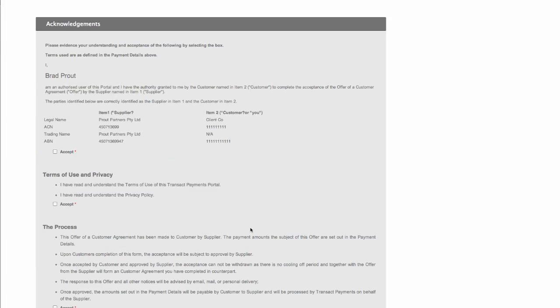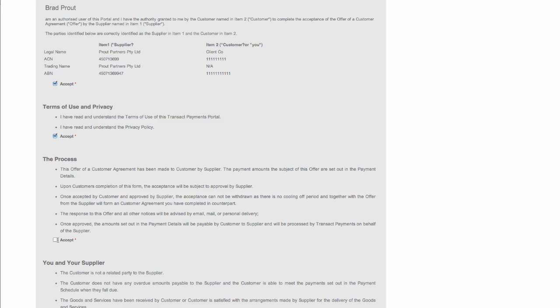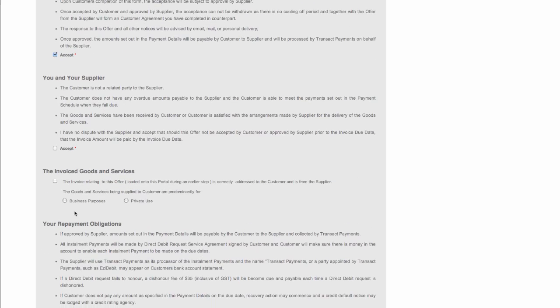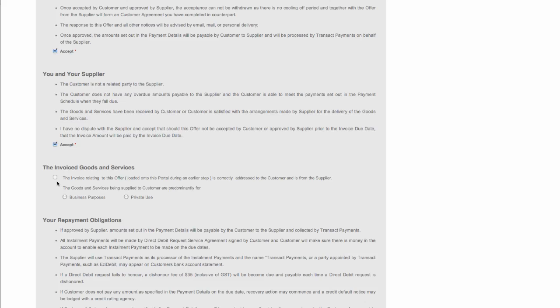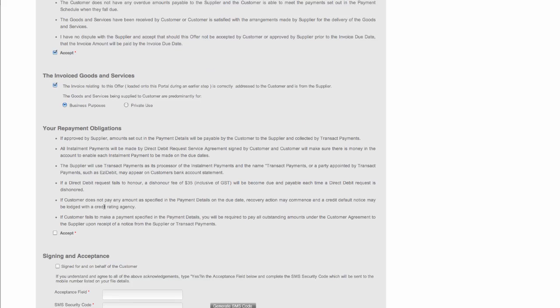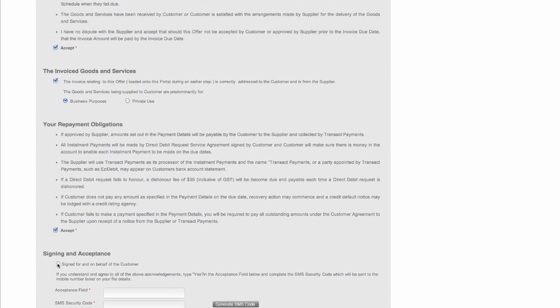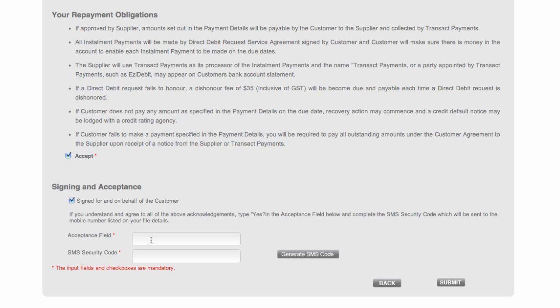The next screen provides a series of acknowledgements for the customer to review and accept, confirming that they understand the terms of the offer that's being made to them by the client. This is the screen which the customer will come to the next time they complete a customer agreement. They type in yes to acknowledge that they recognise and accept the terms, and they generate an SMS code which will be sent to their nominated email.